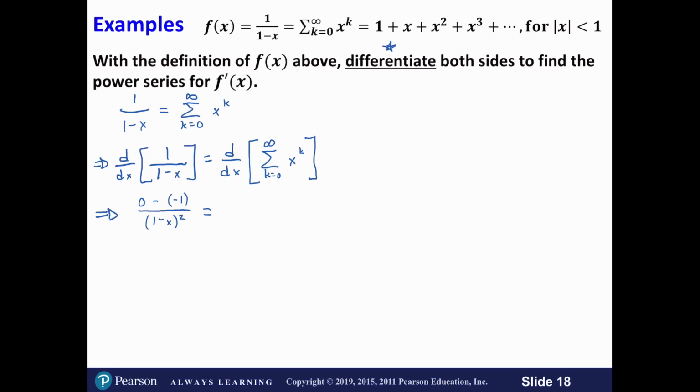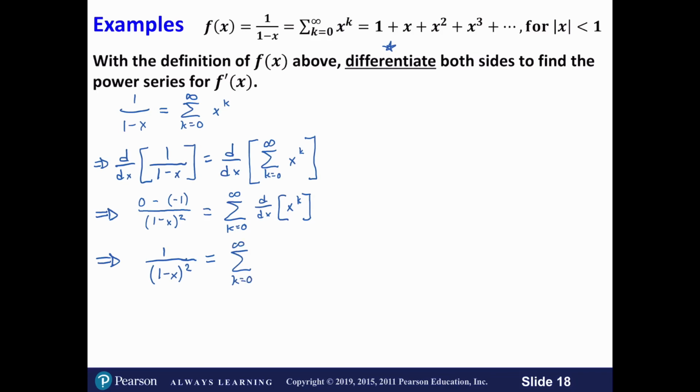And the derivative of this sum might seem a little bit weird, but the idea is that in general, if you have a sum of terms, you can just take the derivative of each individual term. So we can write it like this. The sum from k equals 0 to infinity of d by dx of x to the k. All right, and if we were to do this, then we have the sum from k equals 0 to infinity.